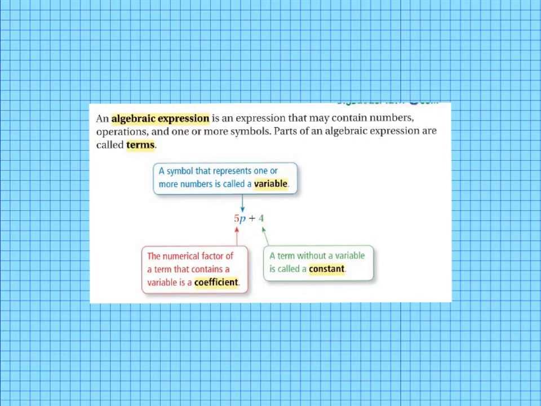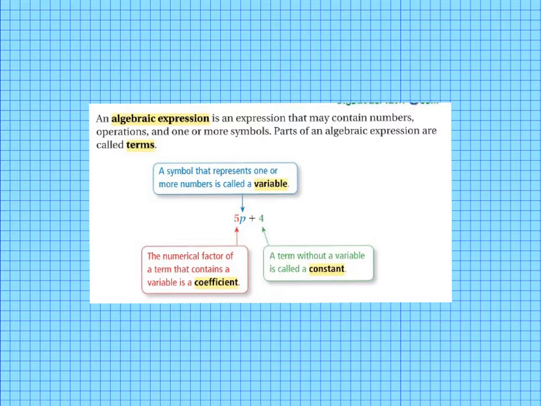We're going to start today's lesson by reviewing our vocabulary. If you have not yet written this vocabulary in your words worth knowing section of your notebook, you need to do that. An algebraic expression is an expression that may contain numbers, operations, and one or more symbols. Parts of an algebraic expression are called terms.